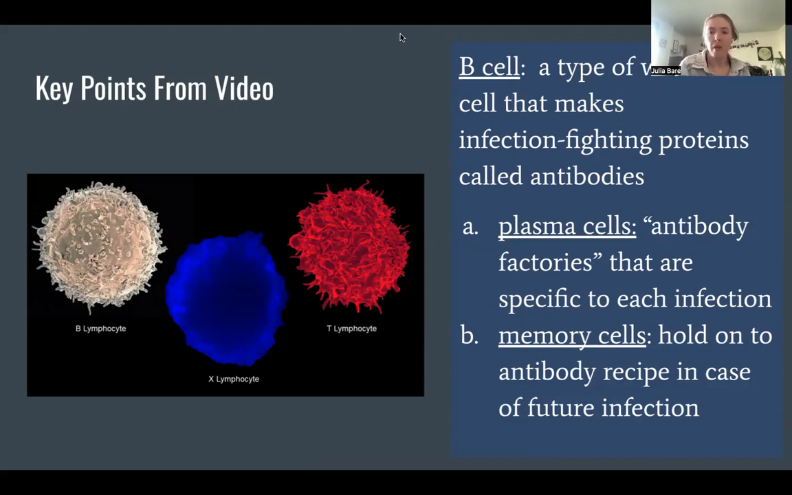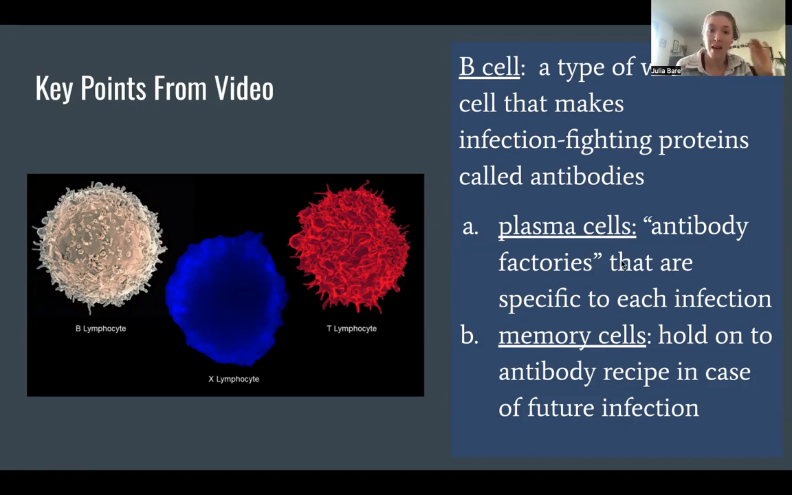B cells are going to be a type of white blood cell that makes infection-fighting proteins called antibodies. These antibodies can then be used to recruit more of an immune response, or they can be used to create memory cells. So there's two different types of B cells.